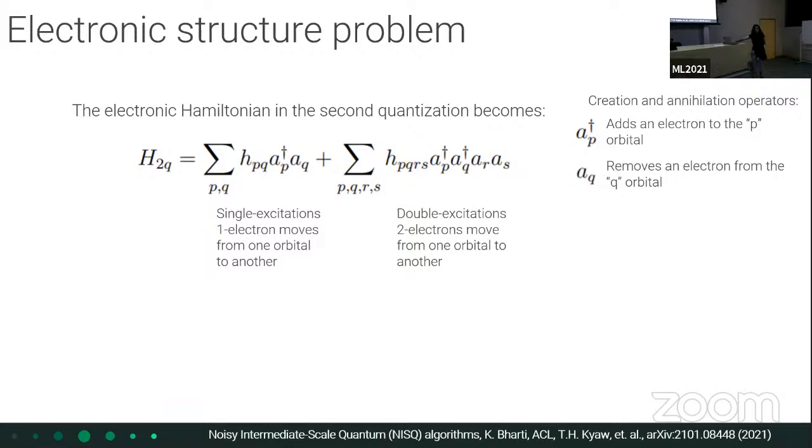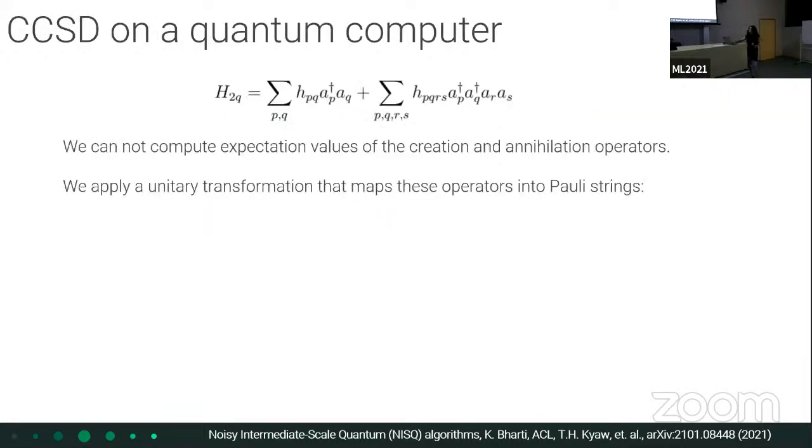It depends on which kind of things we want to study. But in the end, I'm explaining all of this because this is where the coupled cluster single double comes from. So coupled cluster and single double, because we are taking into account single and double electron excitations in this Hamiltonian. So, okay, this is nice, but how is this related with our quantum circuit?